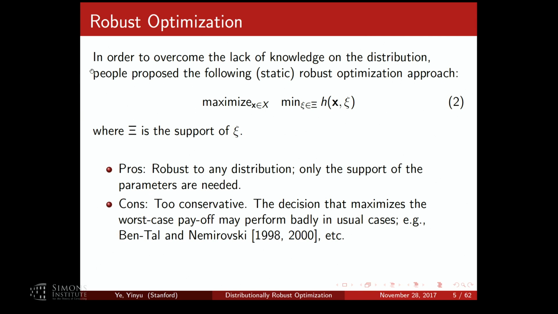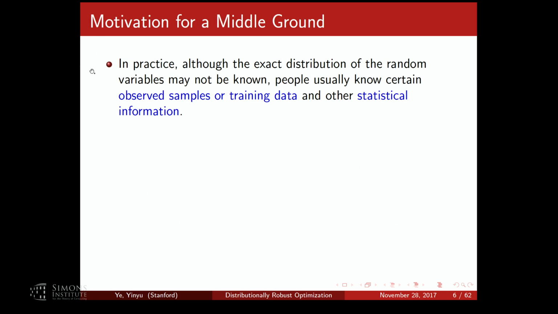Okay. So this is robust to any distribution, because you just pick a single element from this support set such that this function is minimized, okay. The con is that this is usually too conservative, and much statistical information and data behavior is not utilized, okay. Many authors have already talked about this being too conservative, whatever. Okay.